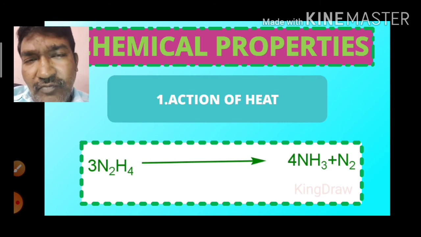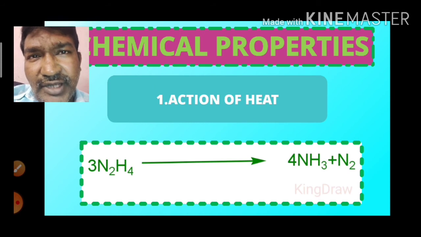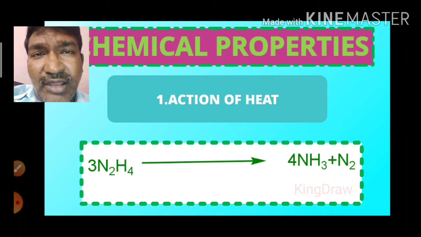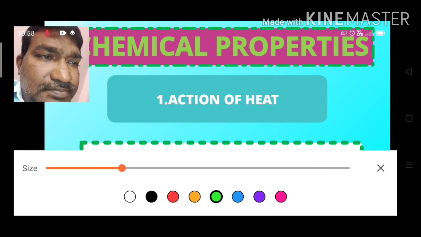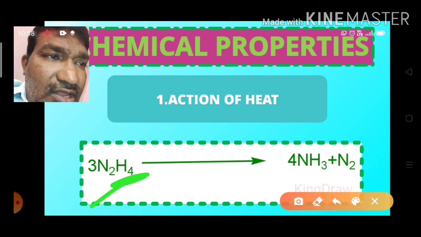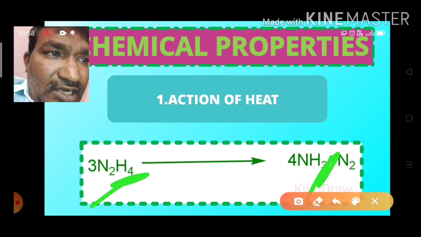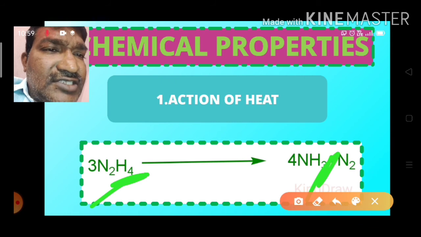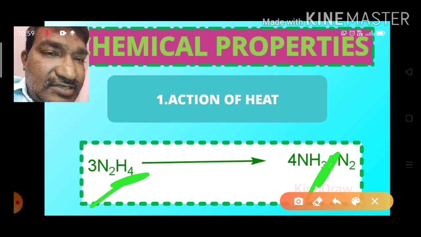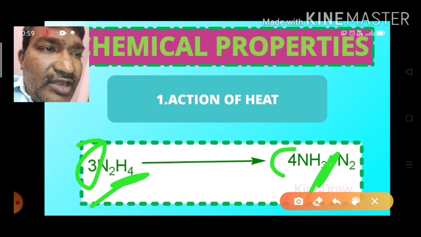Here, first of all, we have to remember the products. Hydrazine on heating gives us nitrogen and ammonia. So we have to remember the products first, and after that we balance the equation. Look here, in hydrazine we have 4 hydrogen atoms, and in ammonia we have 3 hydrogen atoms. So in order to balance the reaction, we simply exchange these numbers and write them as coefficients. So here we write 3 and here we write 4, and the remaining atoms will be automatically balanced.